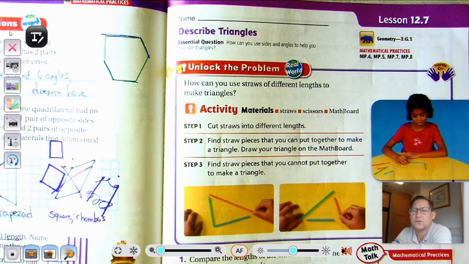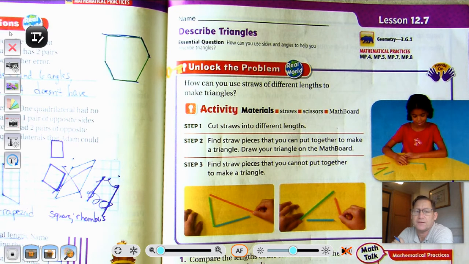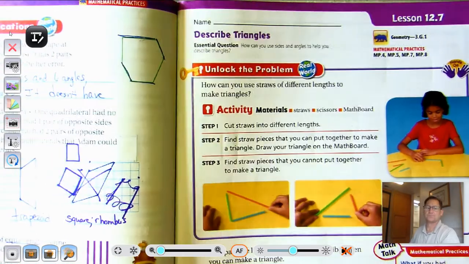Hello everybody. So in this session, we're going to continue with lesson 12.7, describe triangles. And the essential question that we're going to be able to answer at the end of the lesson is, how can you use sides and angles to help you describe triangles?